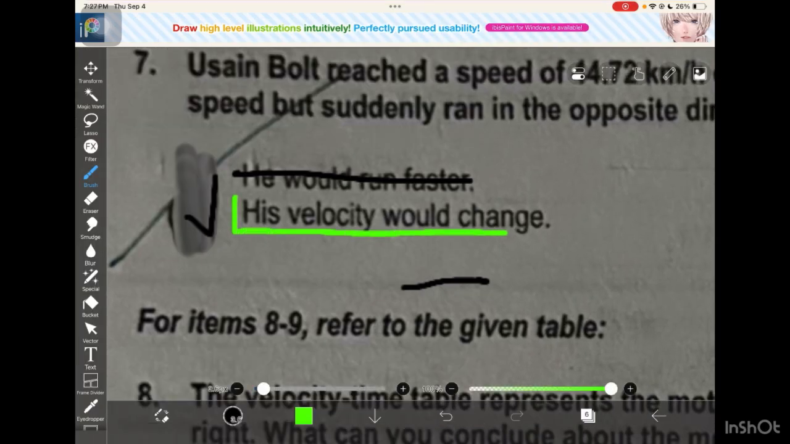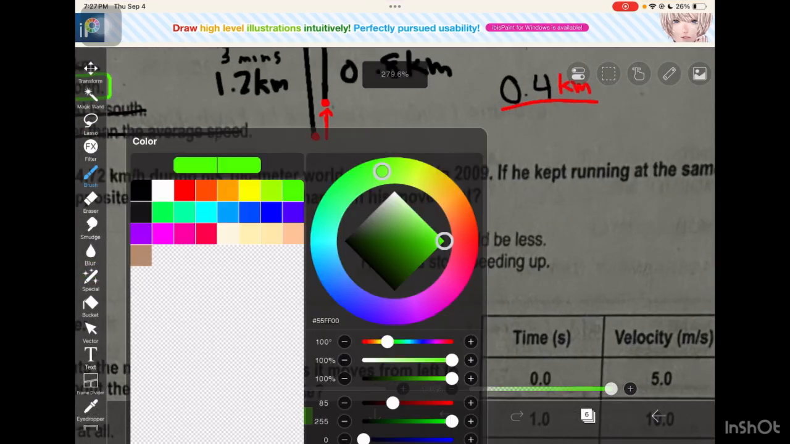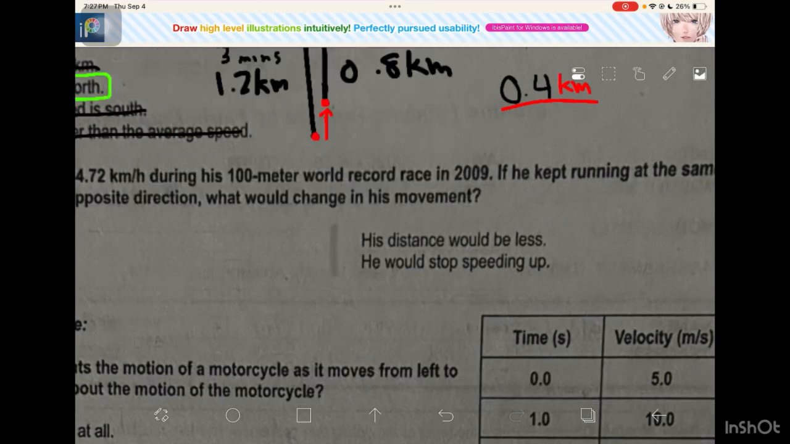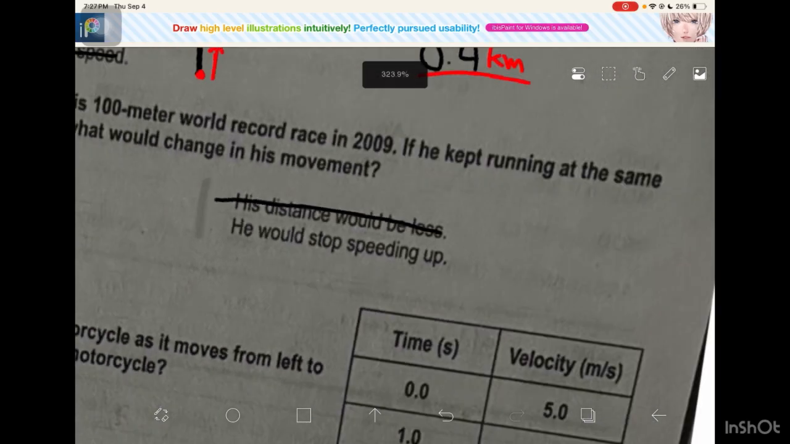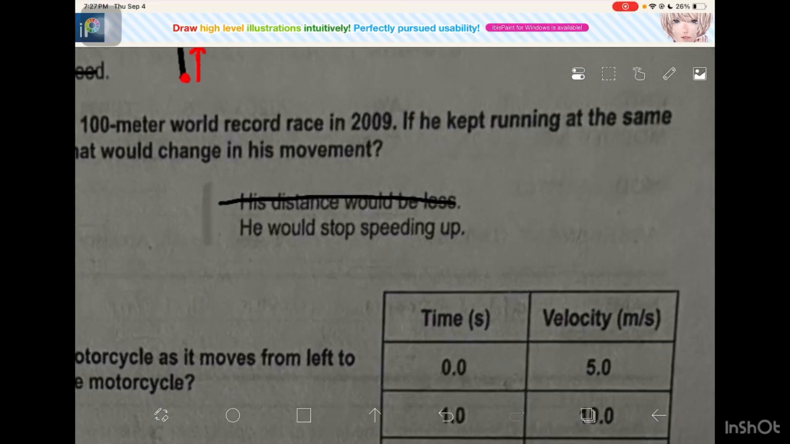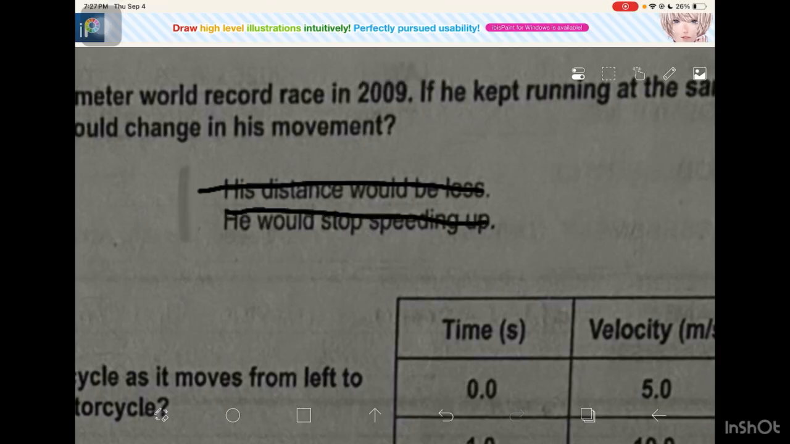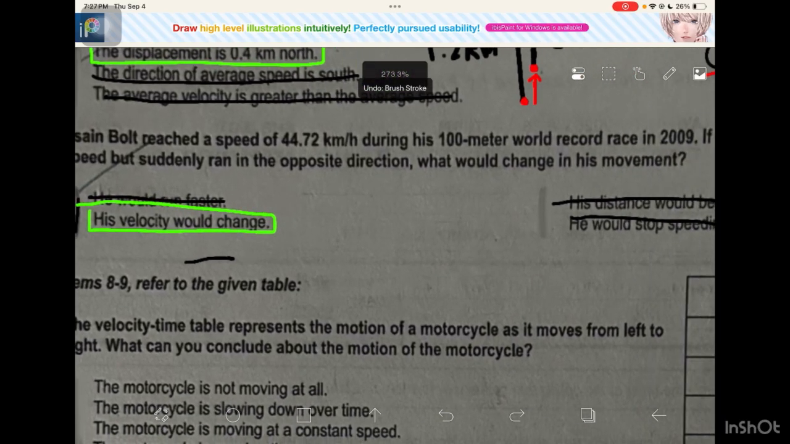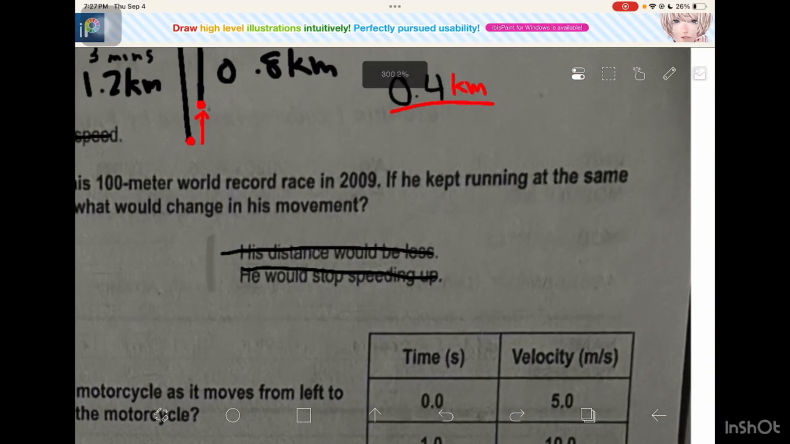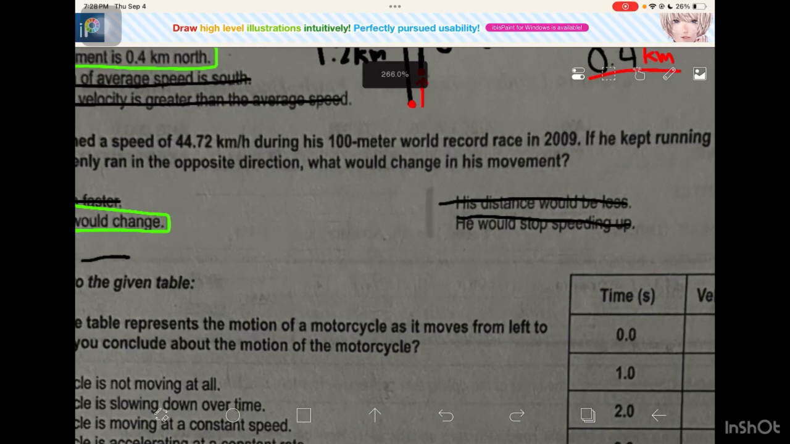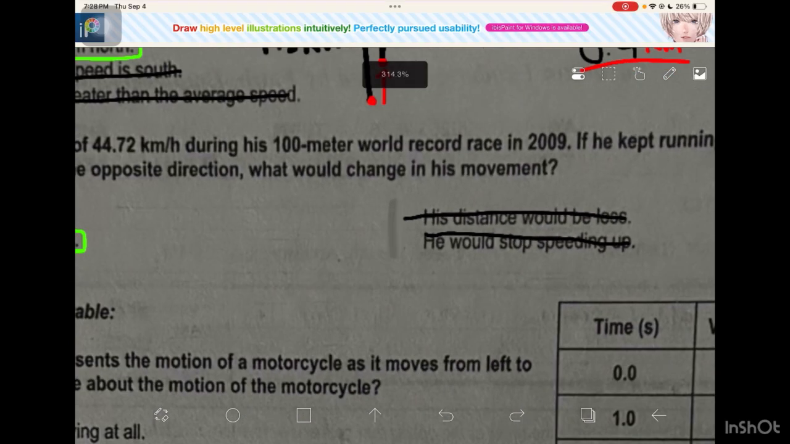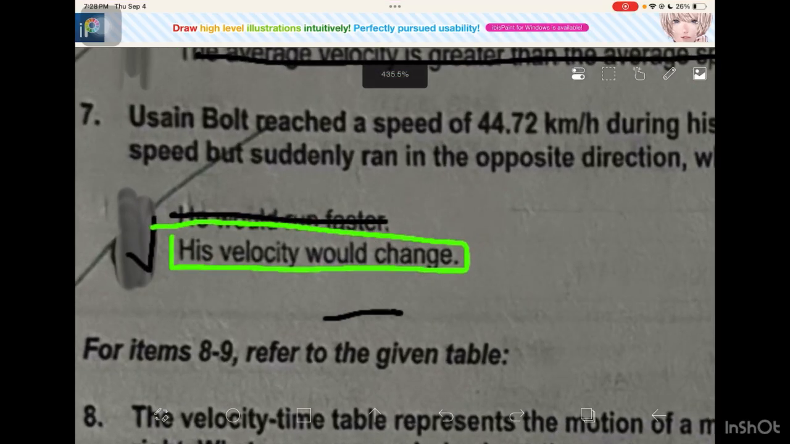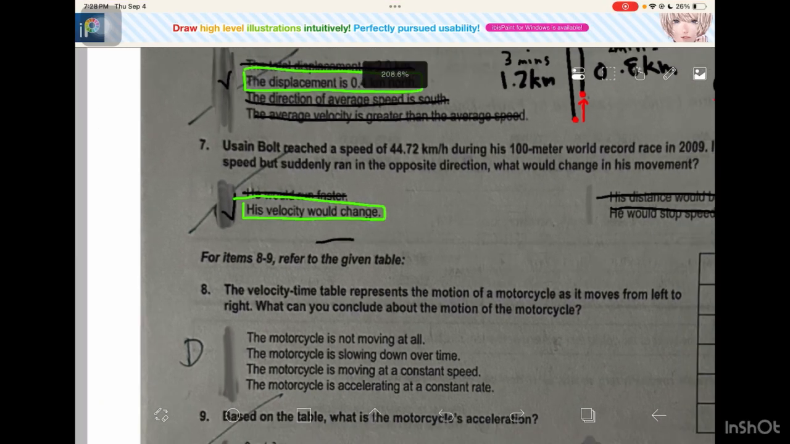But how about our other answers then? His distance would be less. Remember, in distance, once you start covering a distance, you're not gonna reduce that distance. Your distance never reduces. And lastly, he would stop speeding up. Well, he wasn't speeding up to begin with, so that's wrong. He reached 44.72 kilometers per hour, and it stated that. Although you can argue with this one actually, but logically speaking, if we really want a true correct answer, the velocity would change. You could really see it.